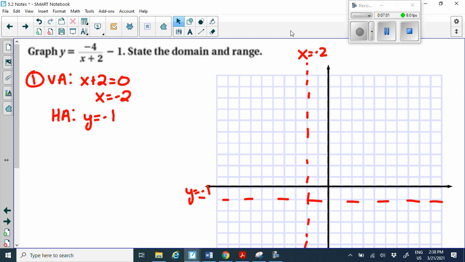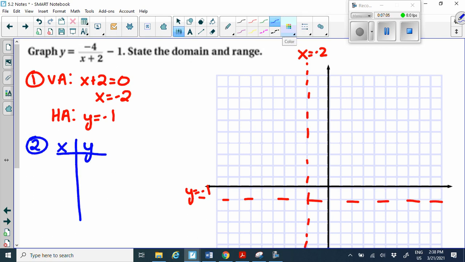Okay, once we have done that, now we're going to do our xy table. So we always place the vertical asymptote, which is in this case negative 2, in the middle. Then we pick 2 points that are smaller, so I would say like negative 3 and negative 4. And then 2 points that are bigger, so negative 1 and 0. Okay, so if I plug negative 4 into there, negative 4 divided by negative 2 gives me a positive 2, and then minus 2. And of course, you can put this into your calculator just to double check if you need to.